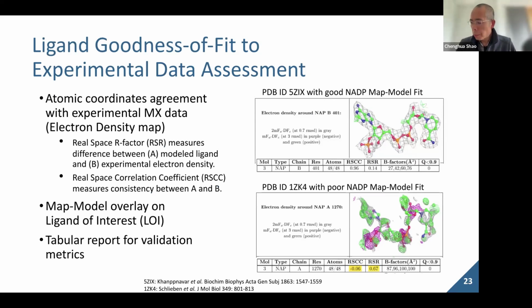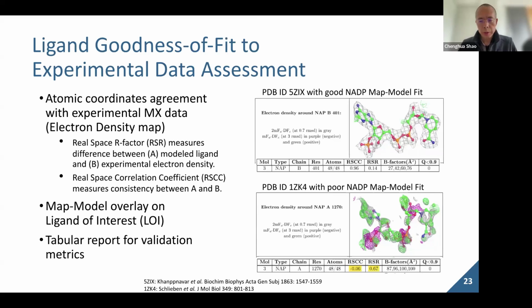Small molecule ligands in a complex structure are also validated locally by RSRZ, and by another metric called RSCC, which is real space correlation coefficient. The RSR score, which is real space R factor, measures the difference between the model ligand and experimental electron density, and the RSCC measures the consistency between the two. So the lower the RSR, the better, and the higher the RSCC, the better.